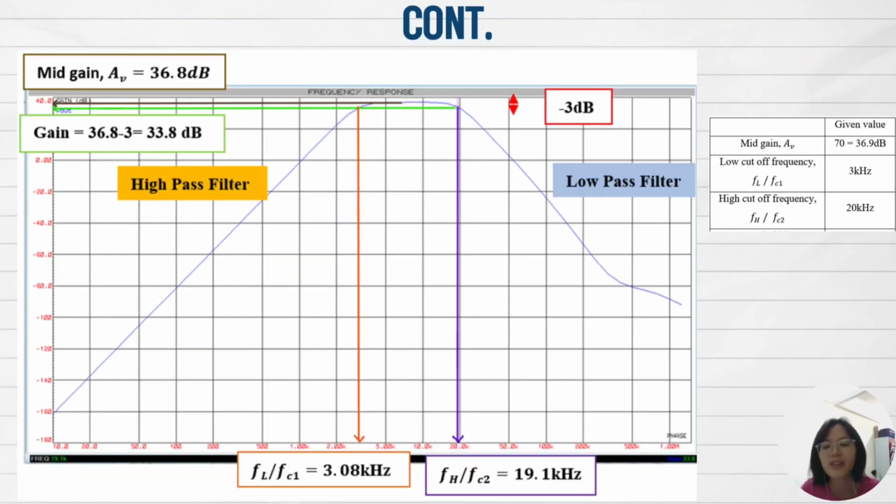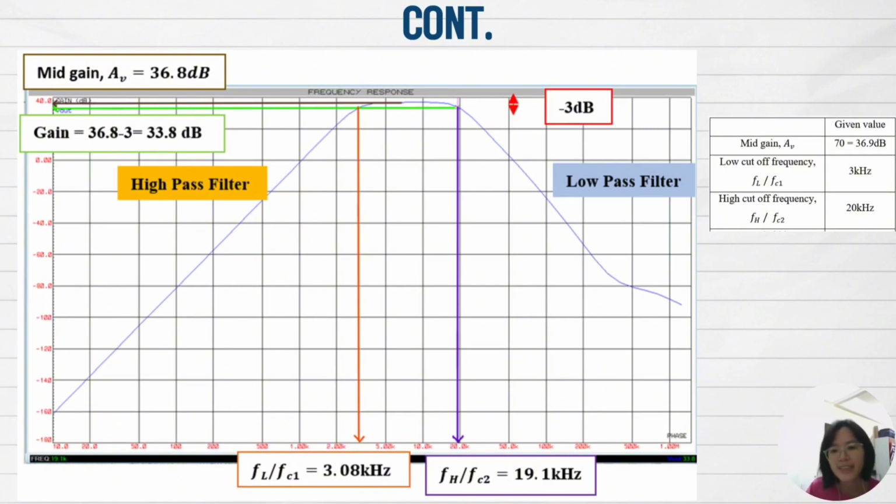Based on the frequency response graph that our group gained, we can know that our mid gain AV equals 36.8 dB. From the maximum gain we can find the low cutoff frequency FL or FC1 and the high cutoff frequency FH or FC2, by subtracting 3 dB. We get our low cutoff frequency equal to 3.08 kilohertz and our high cutoff frequency FH equal to 19.1 kilohertz.